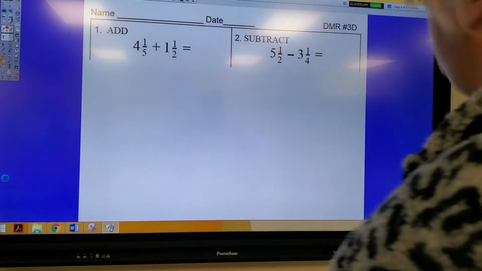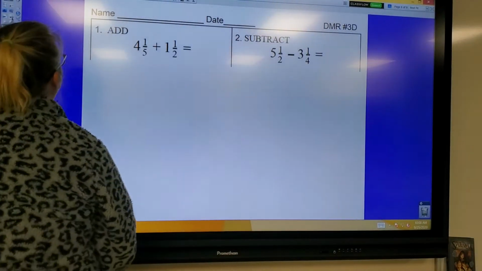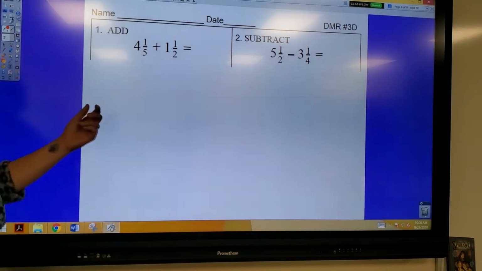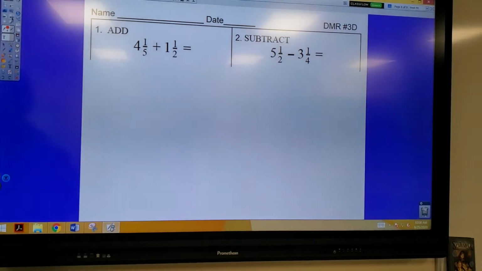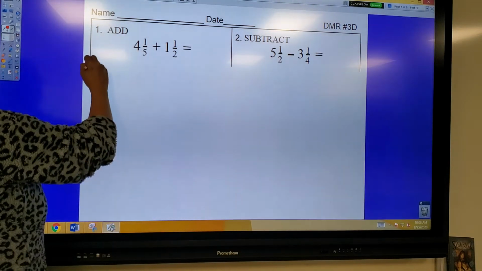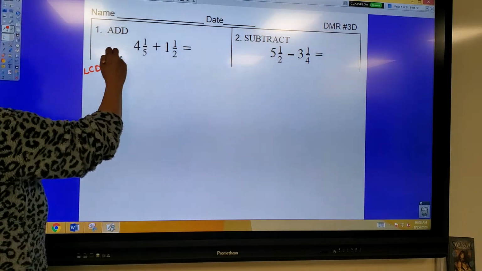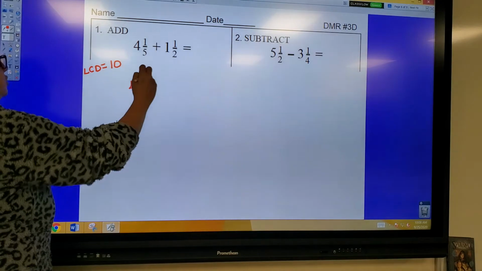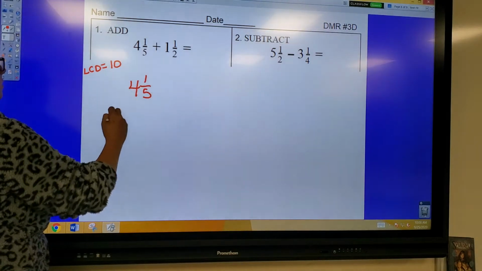DMR number 3, DMR number 3. In numbers 1 and 2, I am adding and subtracting, so I need to have those common denominators. The denominators in number 1 are 5 and 2, so the LCD of 5 and 2 is 10. So I need to change both denominators.